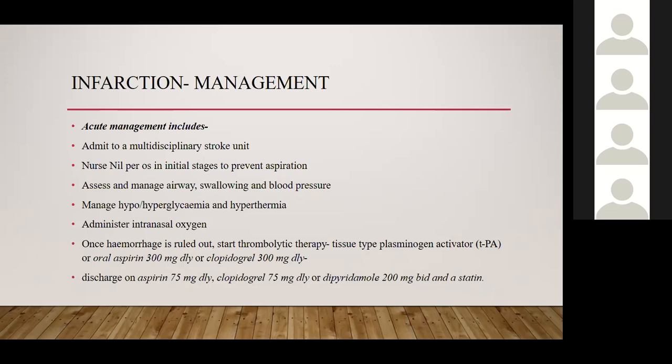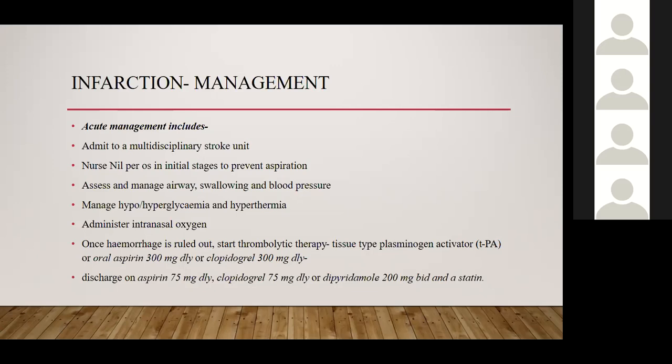So you admit to a multidisciplinary stroke unit, you would have to nurse your patient nil per os in the initial stages, because mind you, your patient might be having some sort of pseudobulbar palsy and be unable to swallow. If you give your patient food, the patient will aspirate, and that will kill your patient. So in the initial phases, whilst you are still assessing, nil per os, you manage the airway, you check swallowing, you check blood pressure and whatnot.